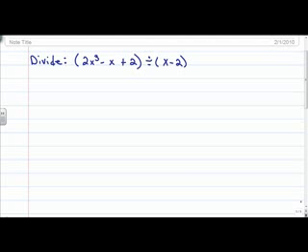This is my first attempt at making a video, but I'm going to do an example here of long division, and we've got 2x cubed minus x plus 2 divided by x minus 2.